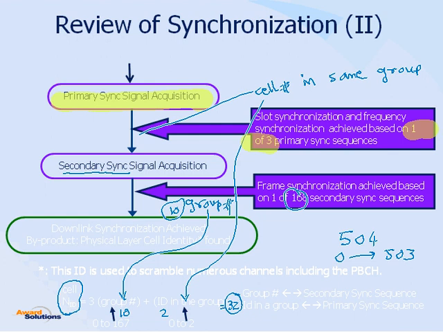The reason that it is important to know the cell ID is several channels are scrambled using the cell ID. We have frequency hopping, that is a function of cell ID. So where are the reference signals, so-called pilot or reference signals? Again, function of cell ID. So very important to know this physical layer cell ID.